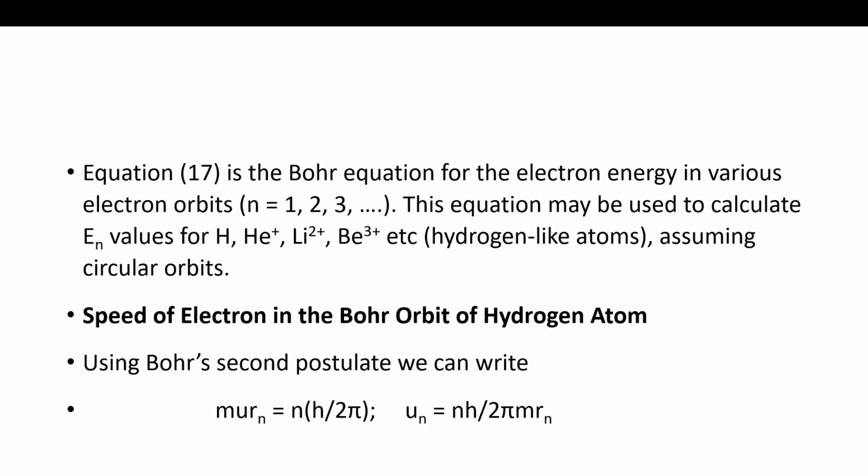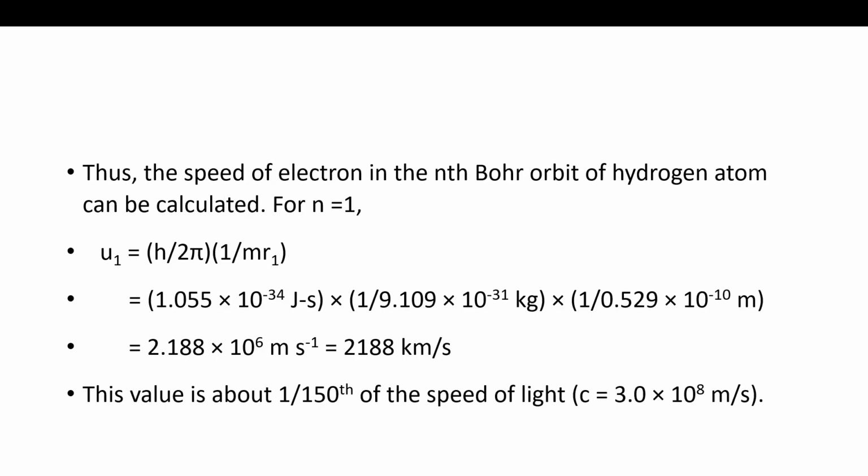The speed of electron in Bohr orbit. From the equation mvr equal to nh upon 2 pi, we calculate the speed v_n equal to nh upon 2 pi m r. By putting the value of various parameters, we derive the speed of electron in the first Bohr orbit is equal to 2188 km per second. That is about 1/137th the speed of light, less than the speed of light.